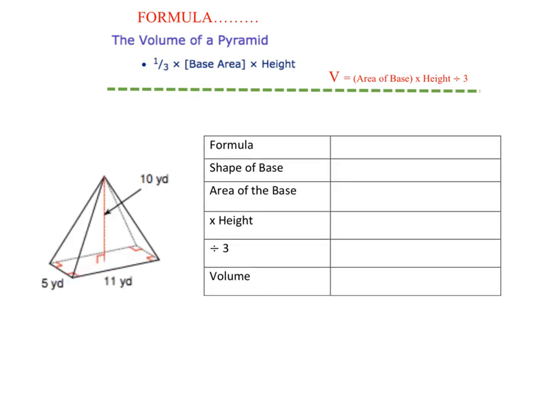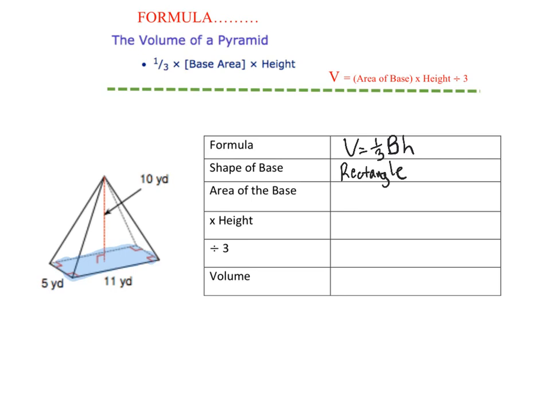Now for the last example, right here we have a rectangular pyramid. So I'm going to shade in the base. On a pyramid, there is only one base. I'm going to write in the formula. Volume equals 1/3 big B H. Again, big B stands for area of base. So I'm going to say the shape of the base is a rectangle.